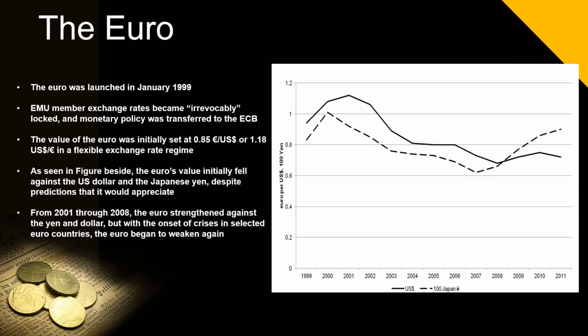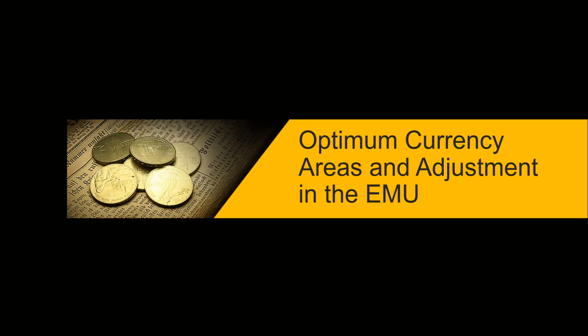As seen in the figure beside, the euro value initially fell against the US dollar and the Japanese yen, despite the predictions that it would appreciate in 1999. However, from 2001 to 2008, the euro started to increase against the yen and dollar, but with the onset of crisis in selected euro countries, the euro began to weaken again. The next section is optimum currency areas and adjustment in the EMU.